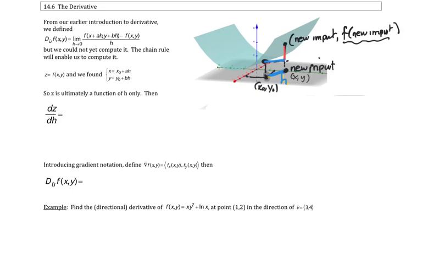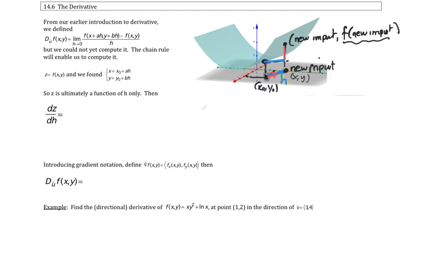In section 14.3, I introduced the idea of derivative. Remember, we had a function of two variables here. We have some input x0, y0. We would be given some sort of unit vector, u equals ab. We would move a distance of h units to this new input, xy. We even found out how to parameterize that new input, xy.